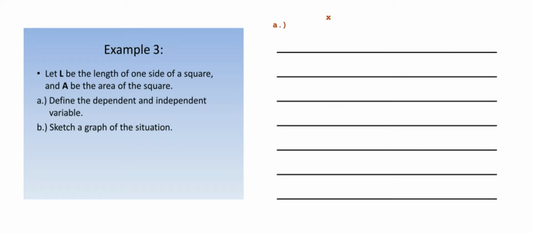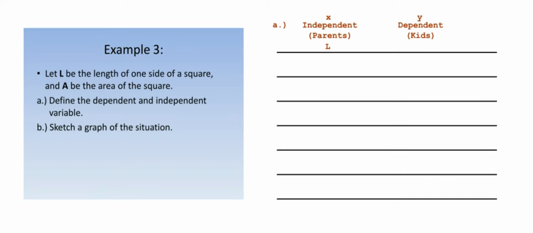So keep in mind, as a reference, X comes first, followed by Y. Agreed? So what comes first in this case? Independent, the parent, right? Well, let's say L. You must know the length first before you can find the area. Agreed? So therefore, in this case, the X representative is L, the length.